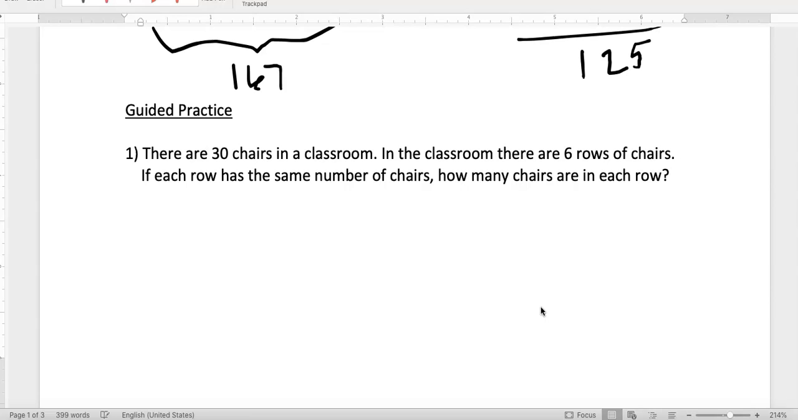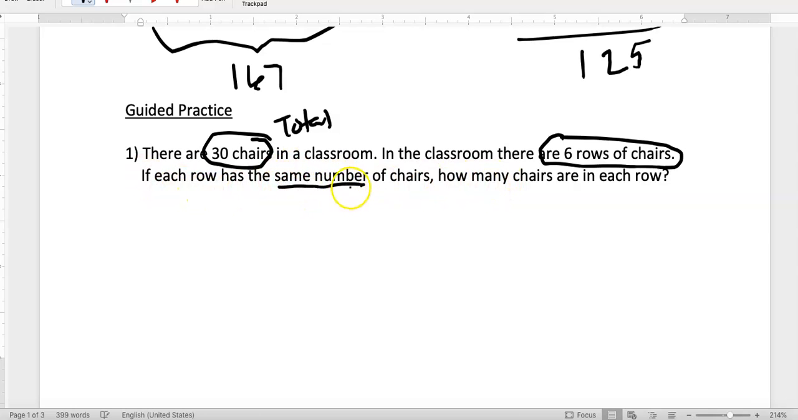For number one, it says there are 30 chairs in a classroom, so I know that 30 chairs is my total. I know that's my total because they're simply telling me that there are 30 chairs in the classroom. I'm going to keep reading, because perhaps they could add some chairs to the classroom. In the classroom, there are 6 rows of chairs. Okay, so we got 6 rows of chairs. If each row has the same number, so we know that they need to have the same number of chairs, how many chairs are in each row?